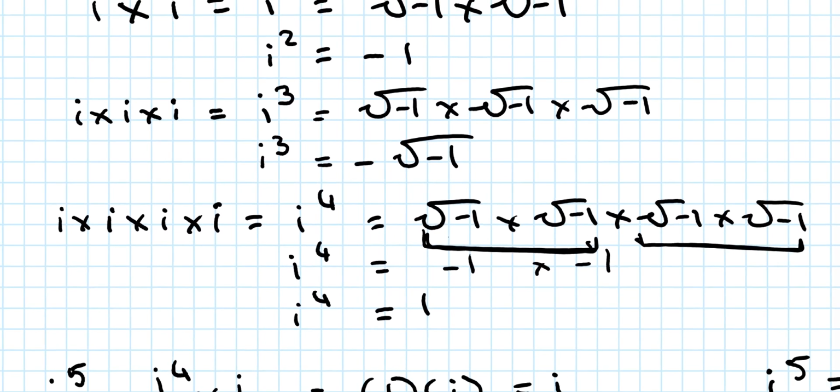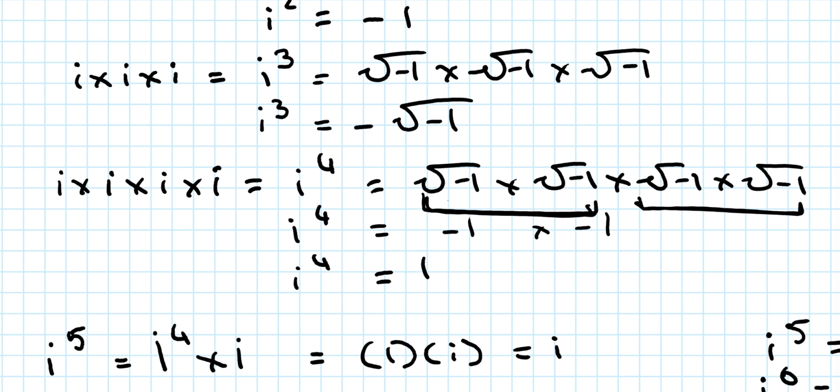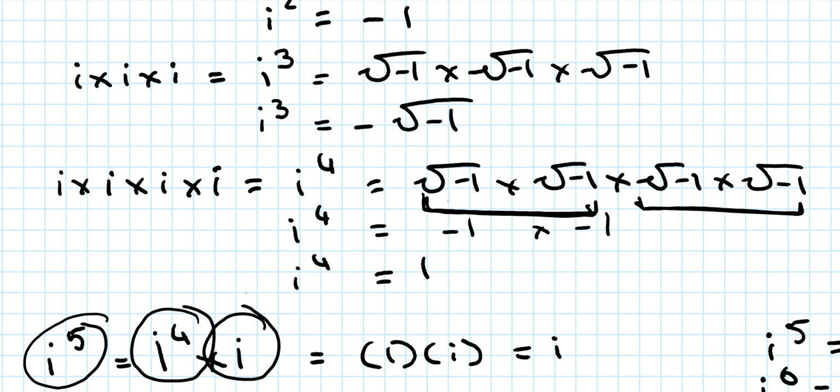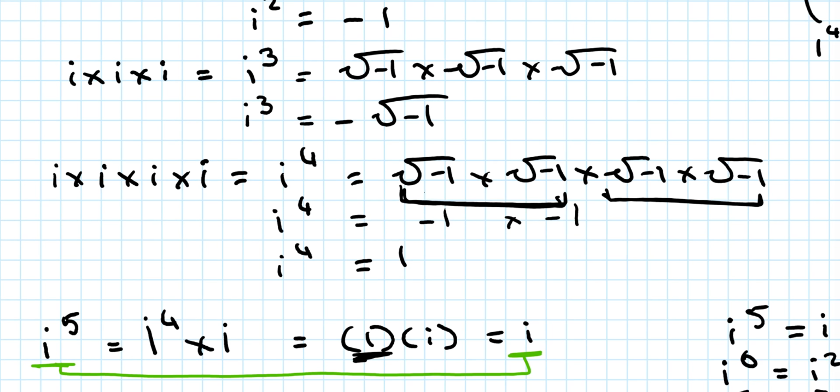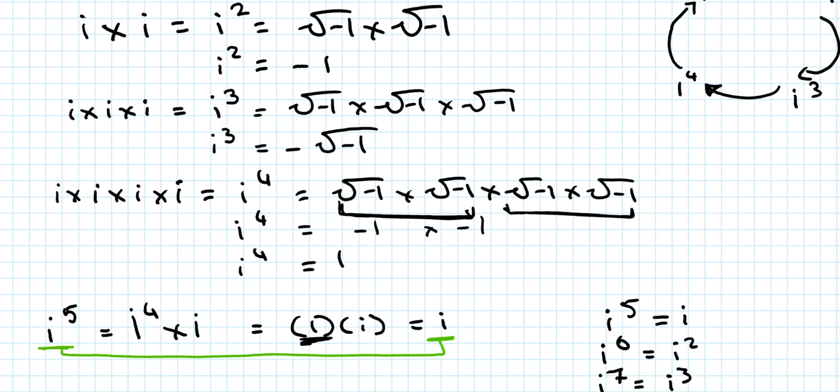That's really important. Well, we can also note then i to the power of 5 is i to the power of 4 times i. What do I know about i to the power of 4? That is just the number 1. So i to the power of 5 is the same as i.